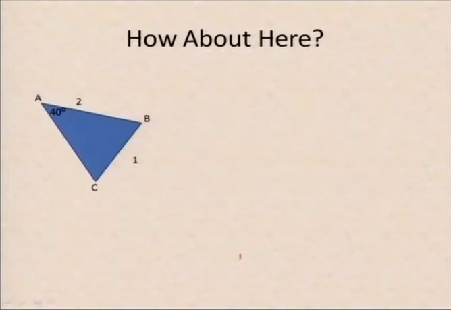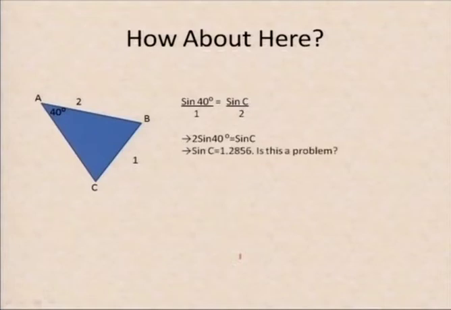So how about this one? Again, maybe. Might have one solution, might have two. Let's find out what happens. Sine of 40 over 1 equals sine of c over 2. Well, that's the only way I could set it up because that third piece of information was side c. So then I set up 2 sine 40 equals sine c. And so before I do my inverse, I go ahead and figure out what 2 sine 40 is, and I get 1.2856. Is this a problem?